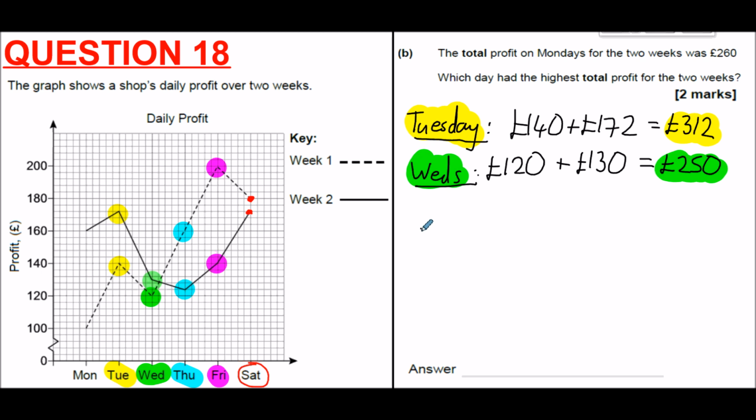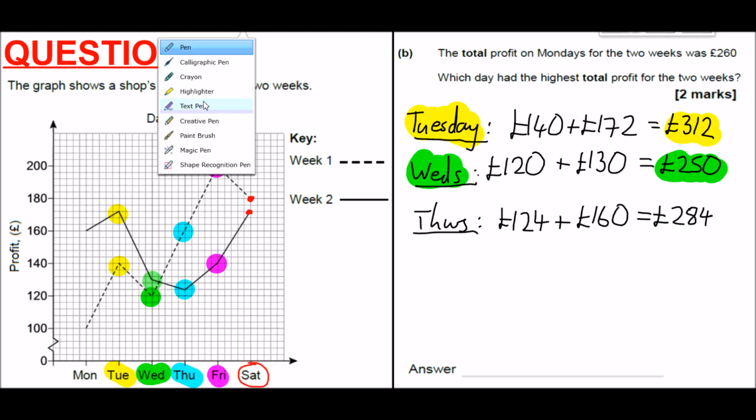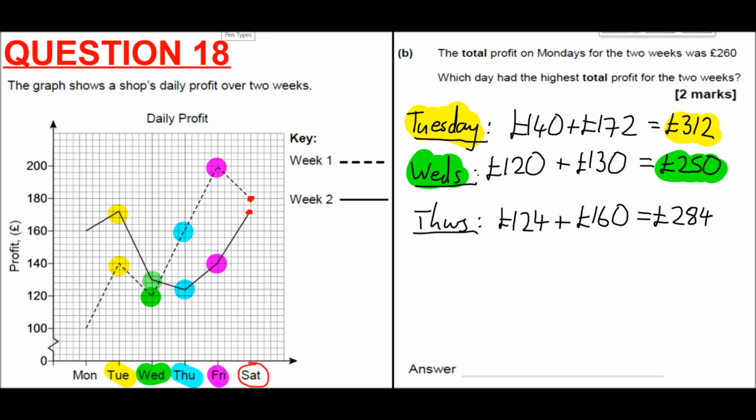Check for Thursday next. So for Thursday, this first value here is 124. And this one over here is 160. Add those two values together, we'd get 284. So again, it's still not as high as Tuesday, so Tuesday is in the lead still, if you like.